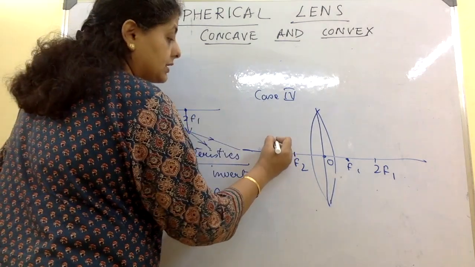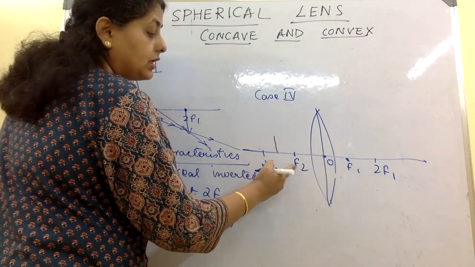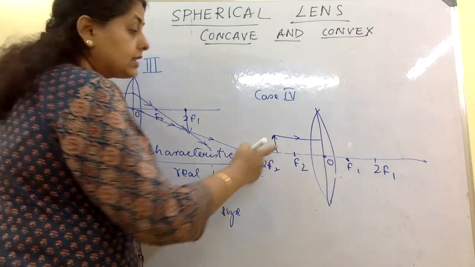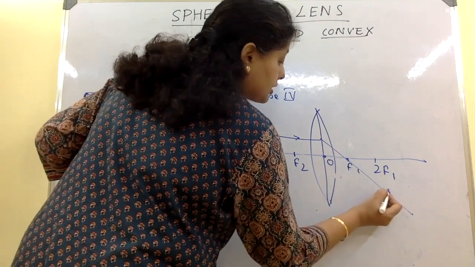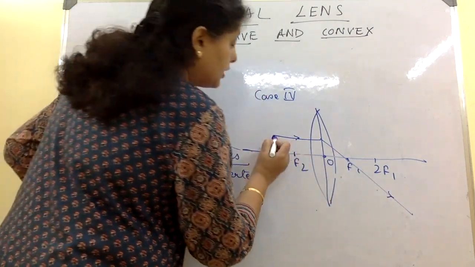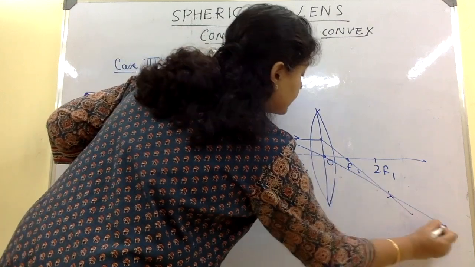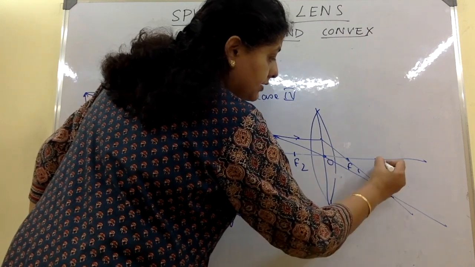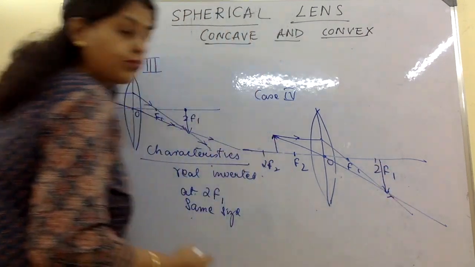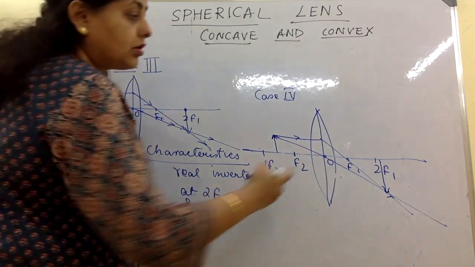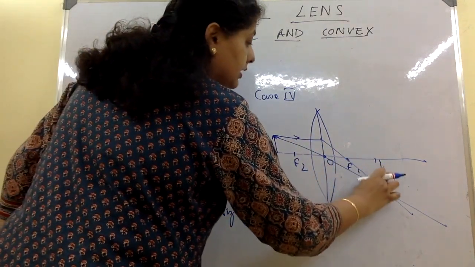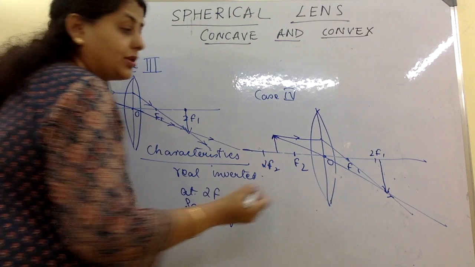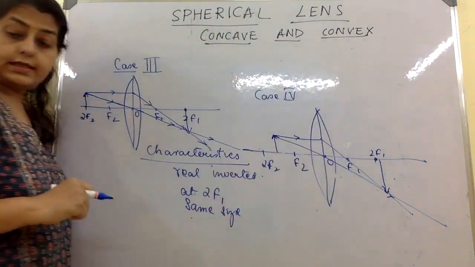Now here, till 2F, the object had come. Next, my object is here, between F2 and 2F2. This is the object here. This ray is going parallel, so it will converge at the focus. The other ray will go through the optical center, and now see where it meets. If you see, it has met beyond 2F. So the position of the image is beyond 2F1.